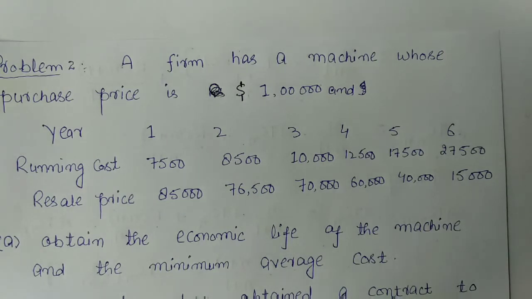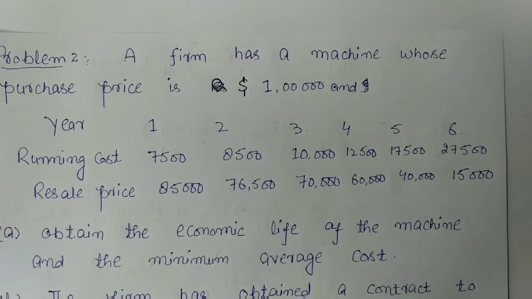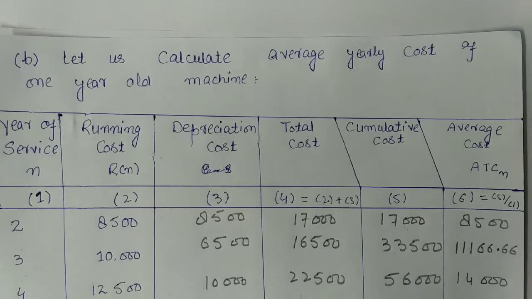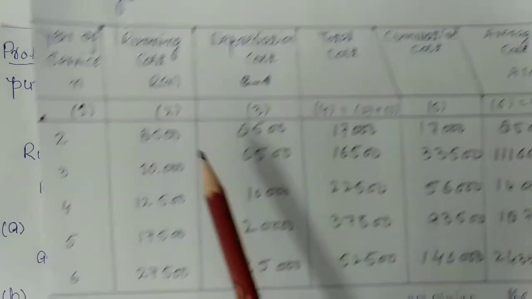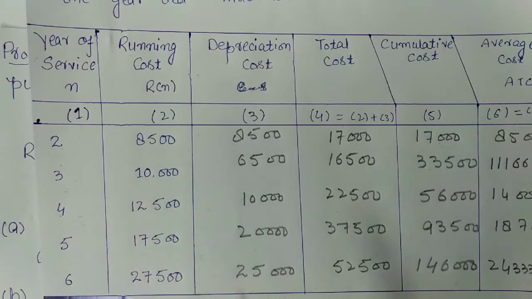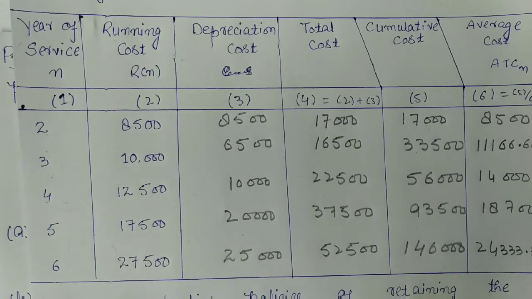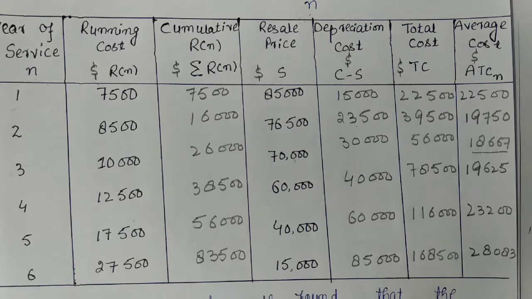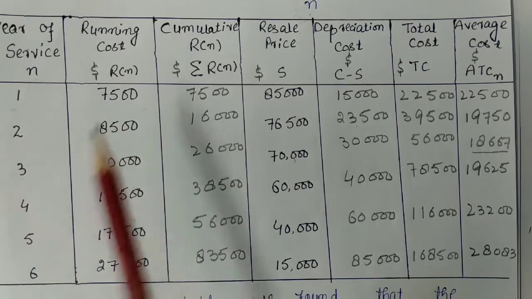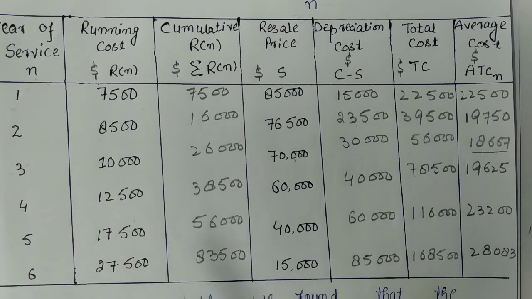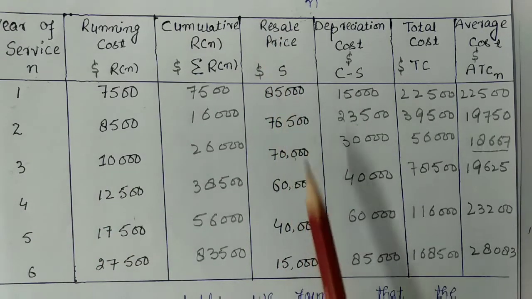Now in order to find out the economic life, we first of all calculate the average cost as we did in the previous video example. From the example, the running costs given are 8,500, 10,000, 12,500 and so on. For the first year it is 7,500, second year it is 8,500, and third year it is 10,000, and so on. Okay, and the resale prices are given here.